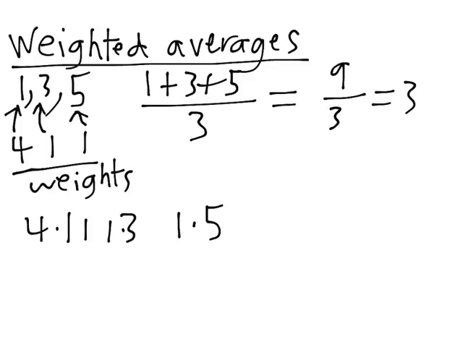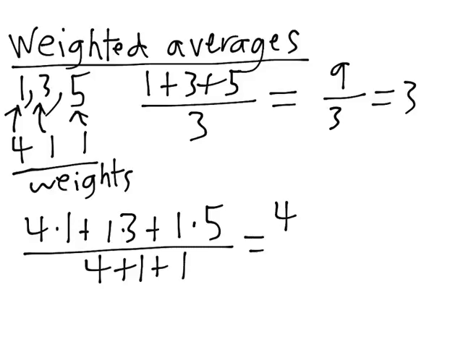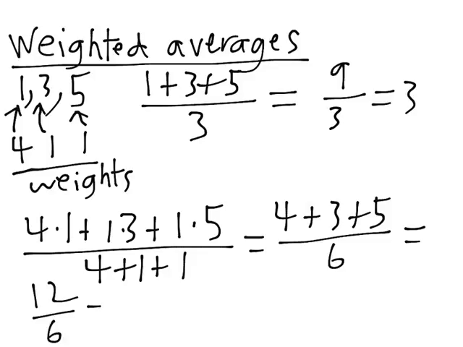Now we add these up, then divide by the total weight, which is the sum of the individual weights, 4 plus 1 plus 1. So this is (4 plus 3 plus 5) divided by 6, which is equal to 12 over 6, which is equal to 2. Notice how giving extra weight to the smaller number made the overall average smaller.